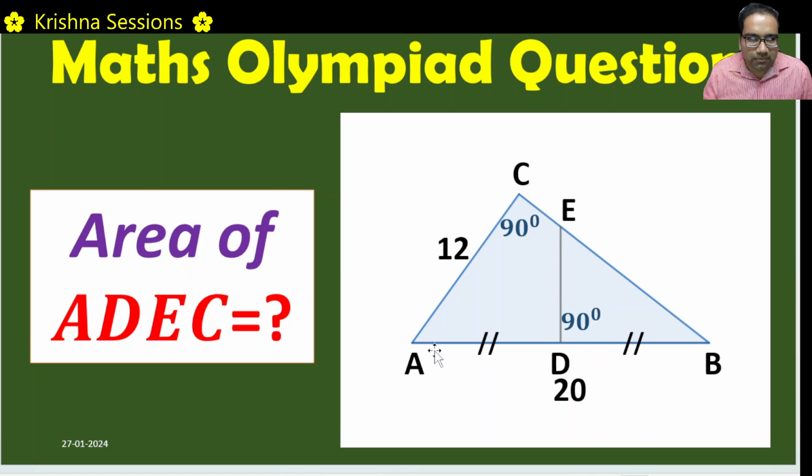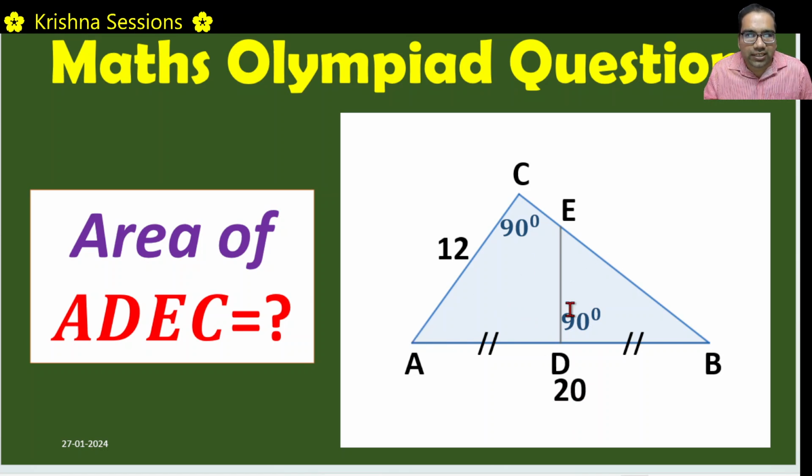But looking at this problem, we are able to see two right angle triangles, right? ABC is one right angle triangle. BED is another right angle triangle. At the same time, we can also see this 20 and 12, which means a Pythagoras triple, 3 4 5 kind of thing. 12 16 20, that's a Pythagoras triple. So let's use this to try and solve this.